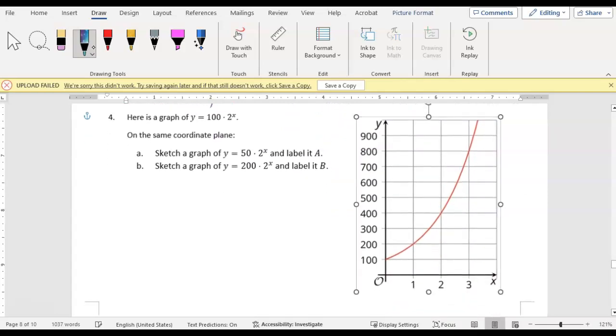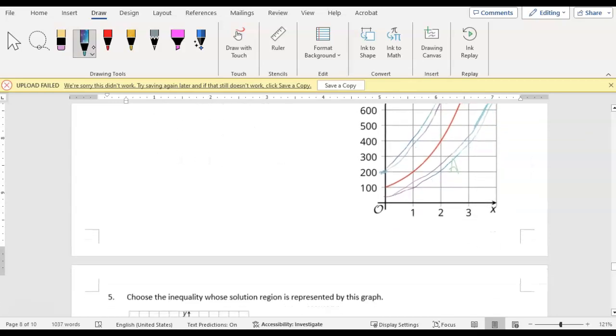All right, here is the graph of 100 times 2 to the power of x on the same coordinate plane. Sketch a graph of 50 times 2 to the power of x. So 50 would be starting here, but it would more or less have the same curve. It's going to follow the same shape as this one because it's growing at the same rate. We'll label that A. Then it says sketch a graph of 200, and so here we're starting up higher, but again we're increasing at about the same rate. So our curve should more or less be the same.